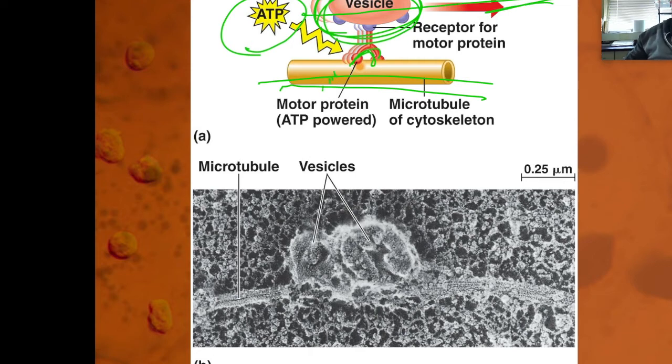this track right here. And so here's your electron microscope picture of it. These are vesicles. It doesn't really show the motor protein that does the walking. It's best shown by an animation I'll post later. Okay? So those are like railroad tracks that move cargo around the cell. So that's one of the functions of microtubules.